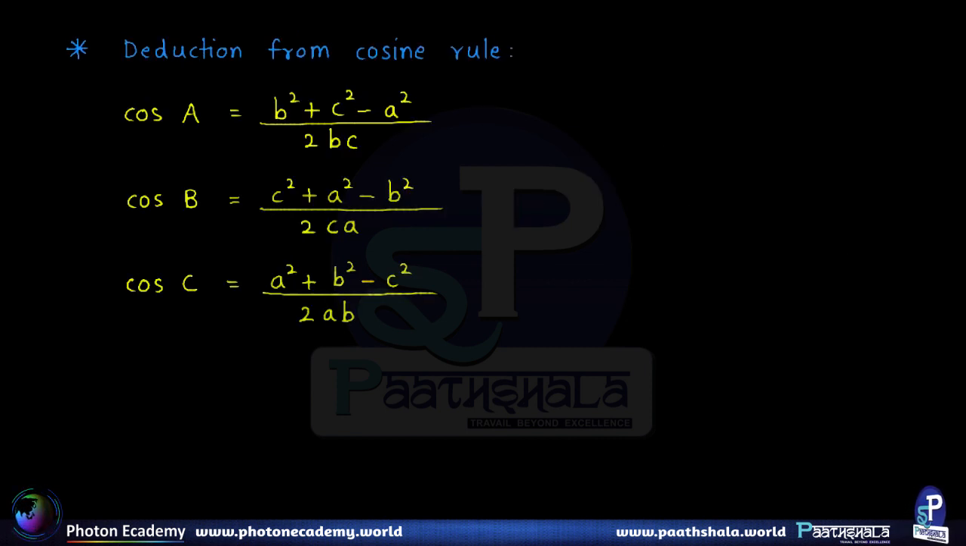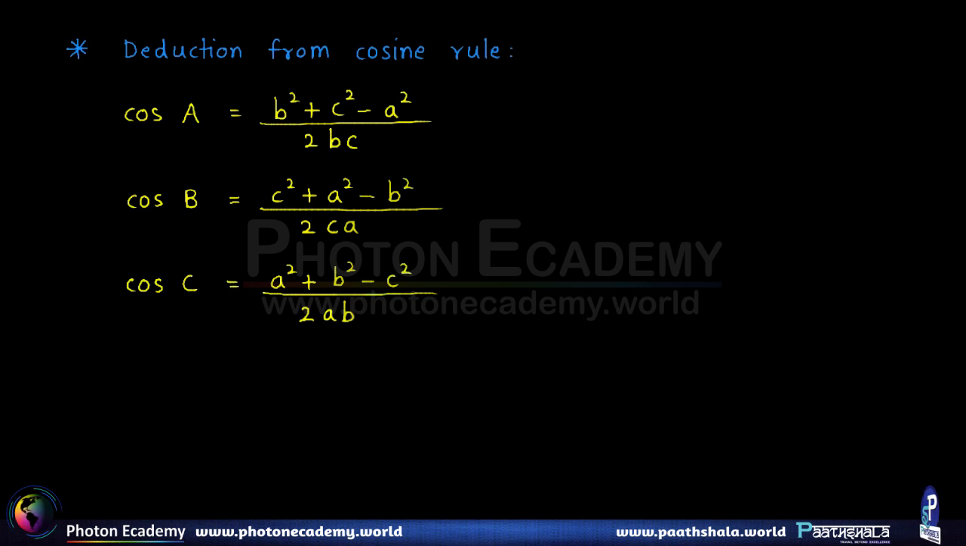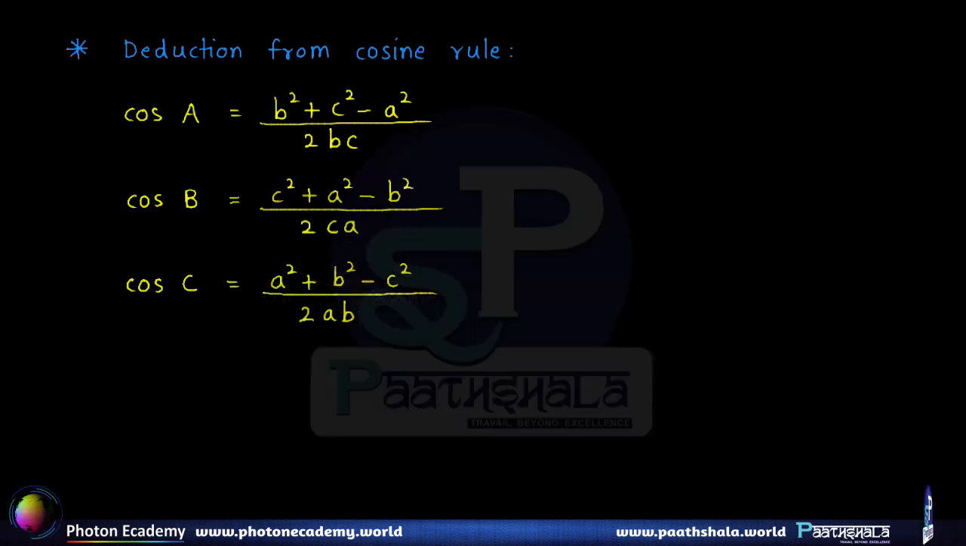Now let's see how we can state the cosine rule in a different format. If we just rearrange the terms, we get cos A equal to (b square plus c square minus a square) upon 2bc, and similarly we get the remaining two statements. How does this come? We know that one of the statements of the cosine rule is a square is equal to b square plus c square minus 2bc cos A.